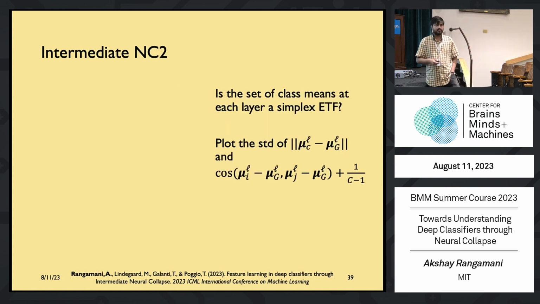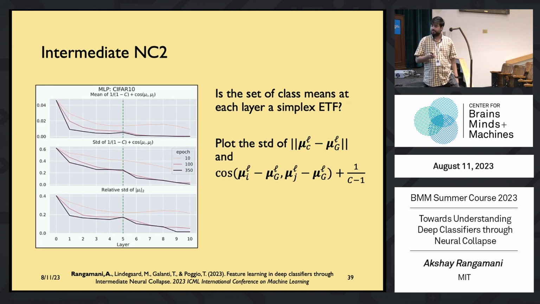And then to measure the, we also measured the structure of the class means here, and we see that you have a close to a simplex ETF structure emerging at each of these layers which have collapsed.